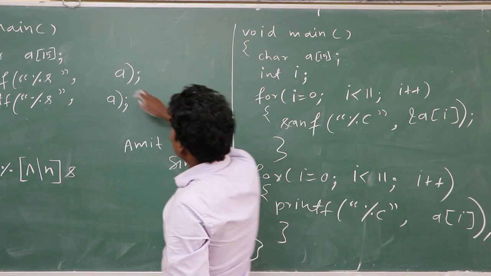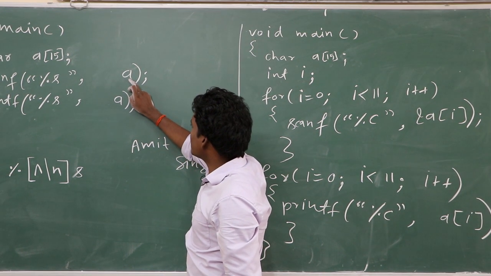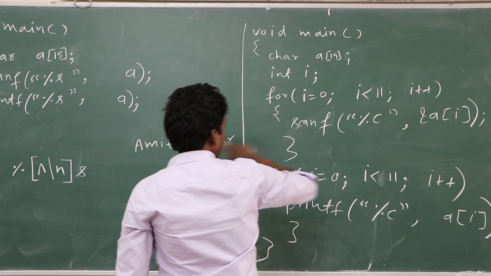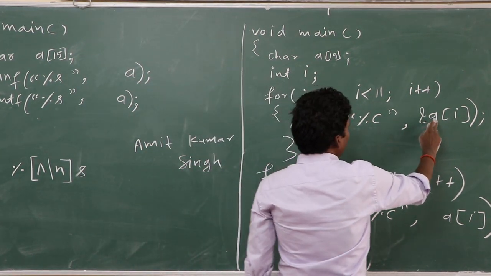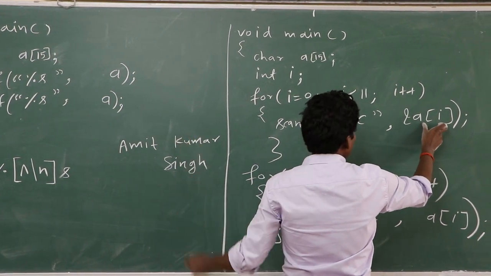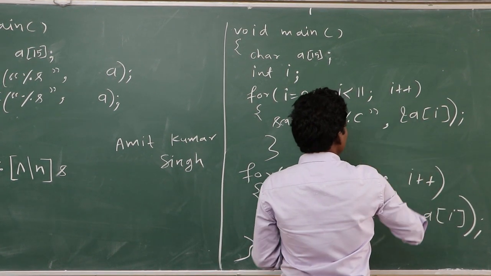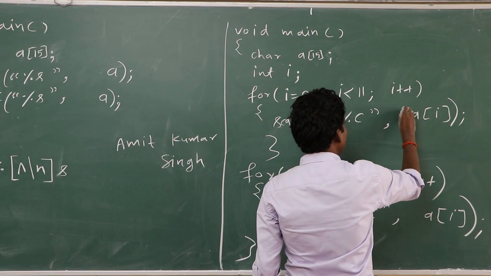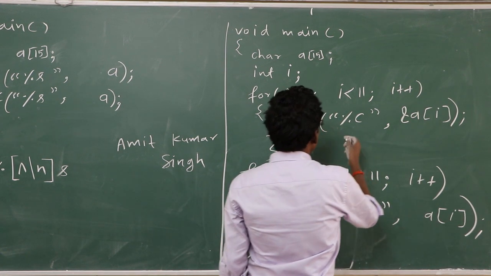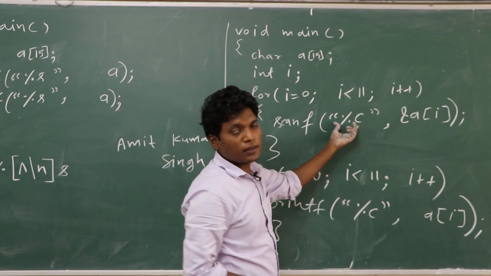Okay. Here this is the name of string, and this name of string supplies the base address. That's why there is no need of ampersand. Here a of i is not the name of array, because with a there is an i also. That's why we have to write ampersand a.